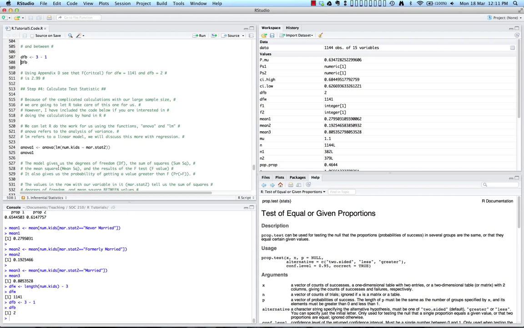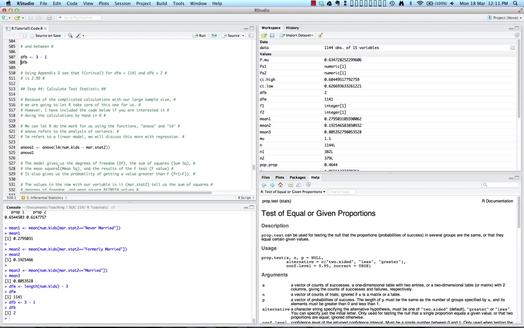Now in step number 4, we're going to calculate our test statistic. Because of the complicated calculations and our large sample size, we're going to let R take care of this one for us. However, I have included the code below if you're interested in doing the calculations by hand in R. So we can let R do the work for us by using the functions anova and lm. Anova refers to the analysis of variance, and lm refers to a linear model.